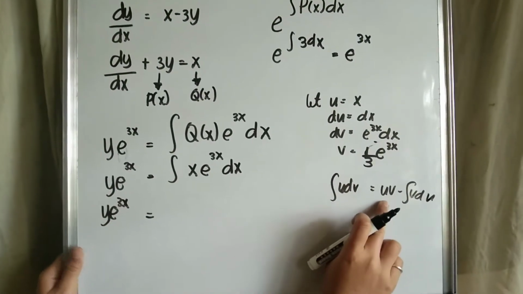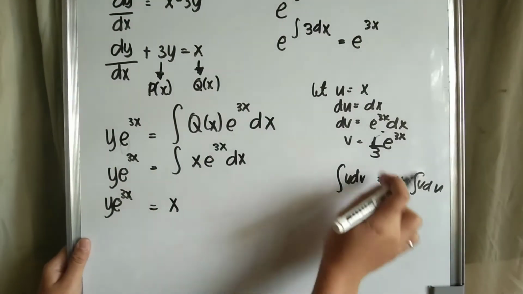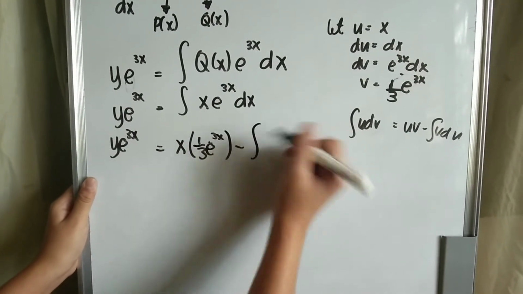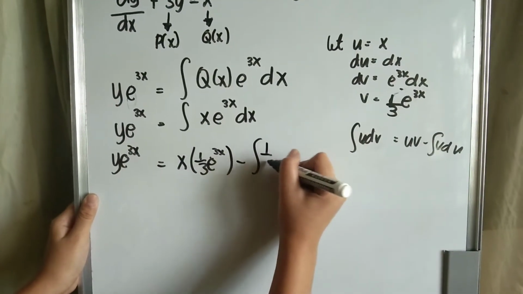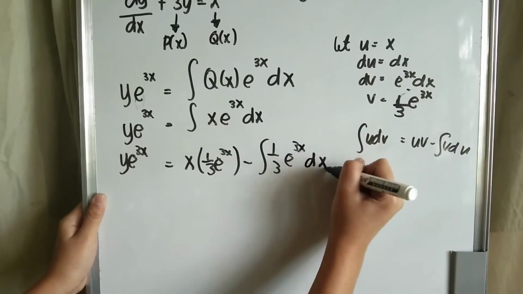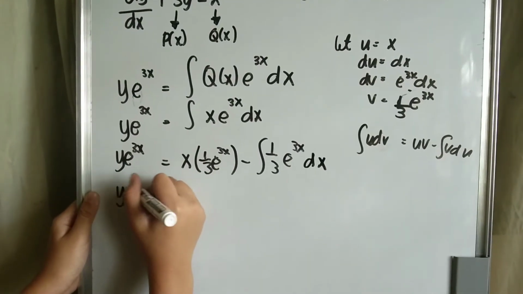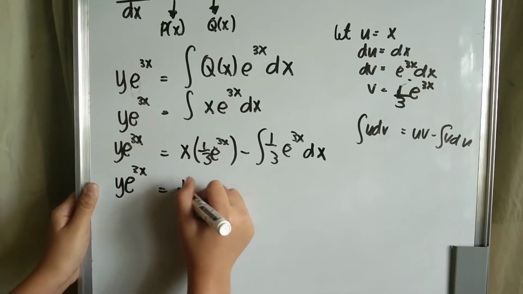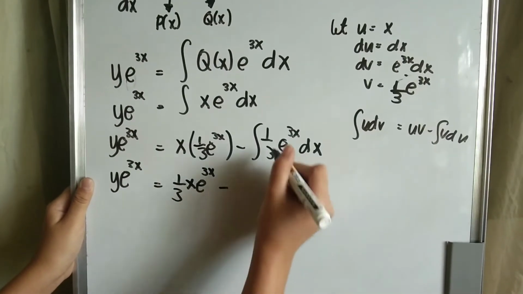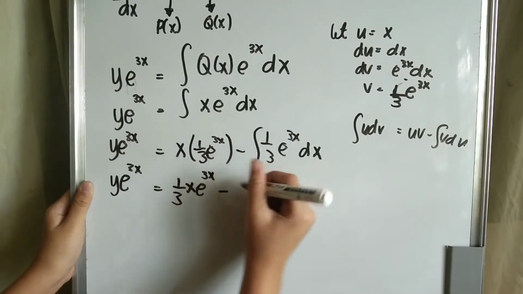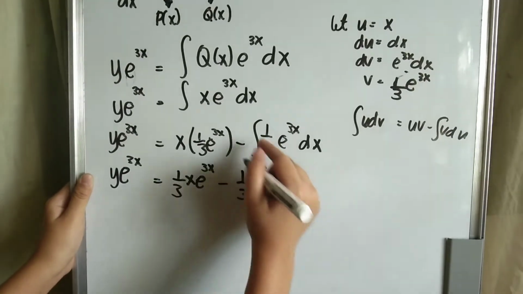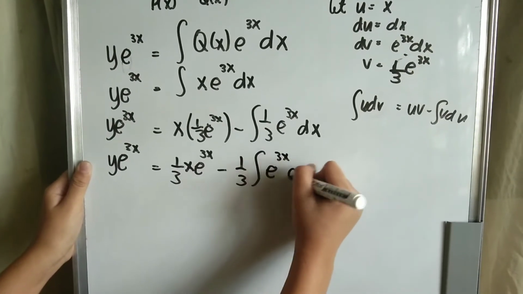So the value of our u is x times v, which is 1/3 times e^(3x), minus the integral of v du, where v is 1/3 of e^(3x) and du is dx. So this will become y e^(3x) is equal to 1/3 x times e^(3x), minus, we can put this 1/3 outside the integral sign since this is a constant, so minus 1/3 times the integral of e^(3x) dx.